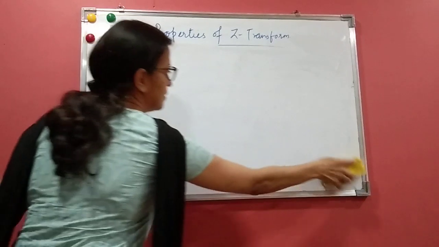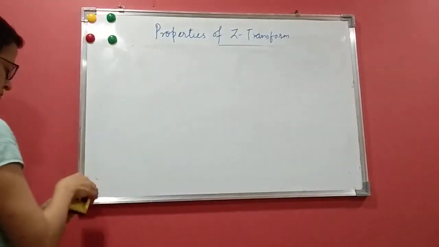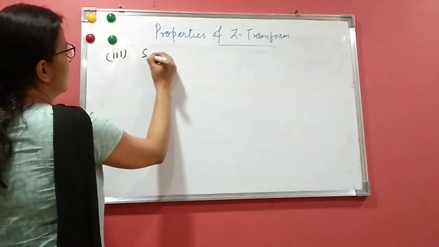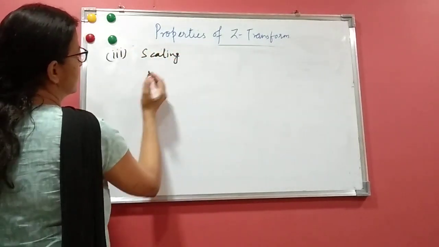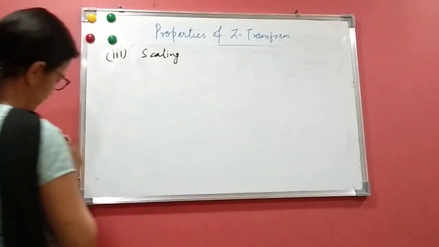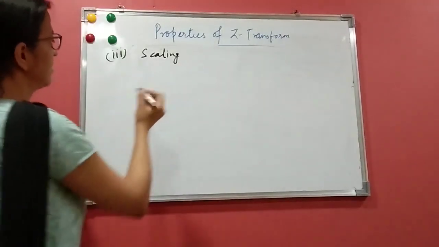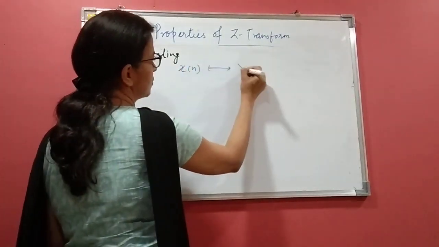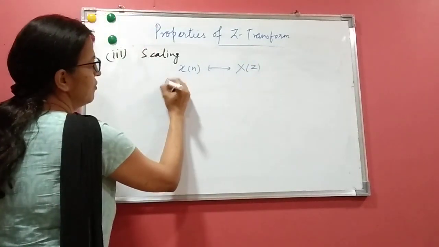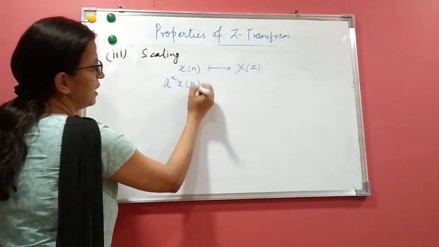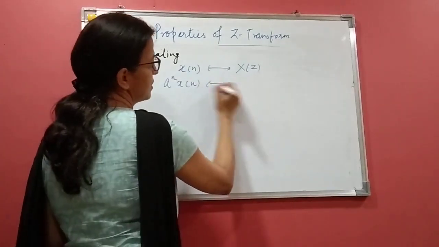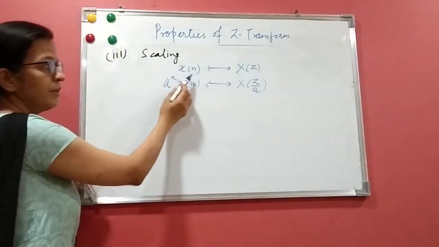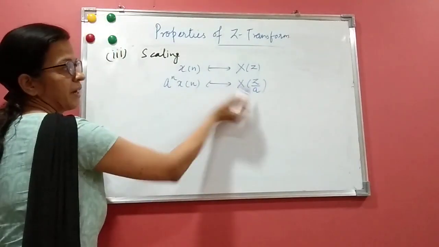Let us look into the third property, which is the scaling property. This states that if the transform of x of n is X of z, then if x of n is multiplied by a raised to n, the transform is X of z by a. So when x of n is multiplied by a raised to n, z is divided by a.